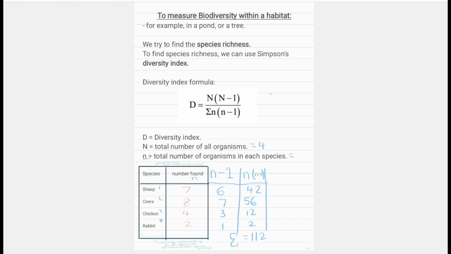Now that we have our denominator, we can add this into our equation to find our diversity index. So our denominator is going to be 112, and our numerator is going to be capital N, which is 4, times 4 minus 1, of course, over 112. This gives us 0.12 as our diversity index, rounded to 2 decimal places.